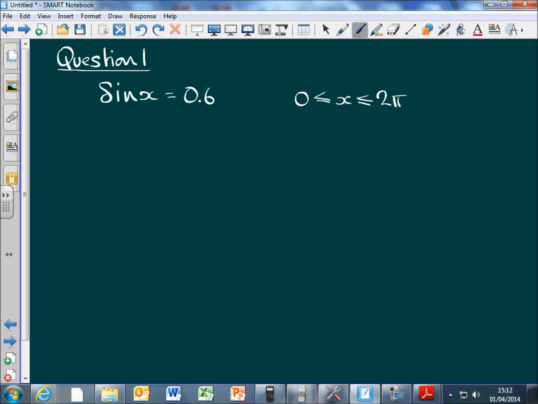Okay, so I'll just quickly show you how to go through it, or can anyone talk me through how to solve it? Well, firstly, for this question, you want to make sure your calculator is in radians. Okay, so do you know how to turn your calculator into radians?